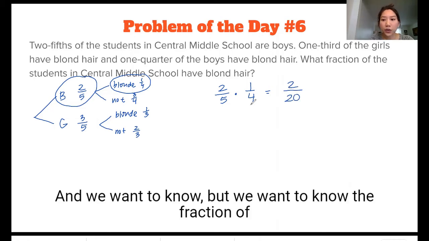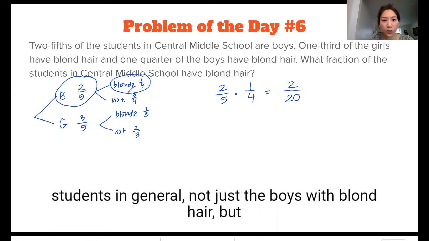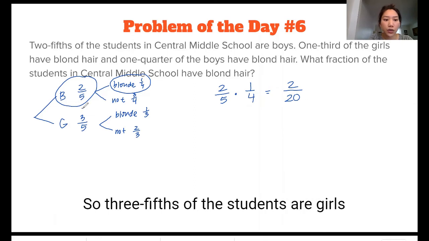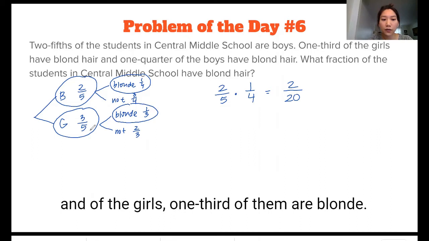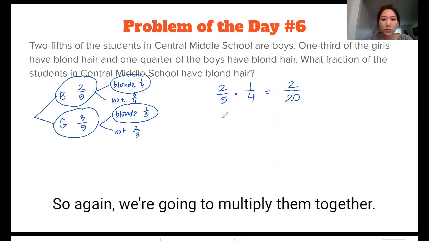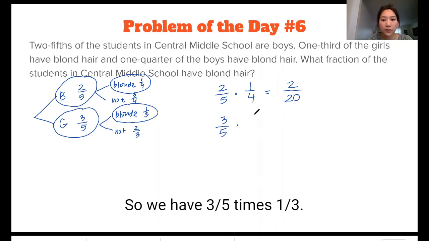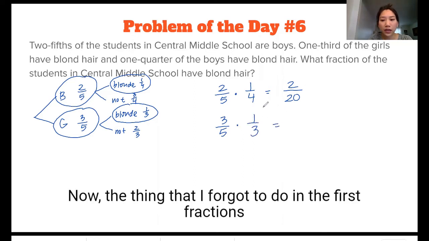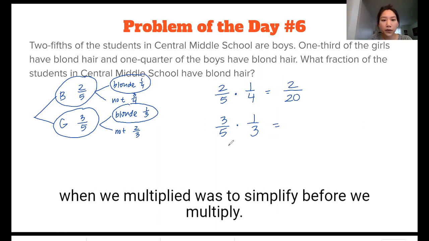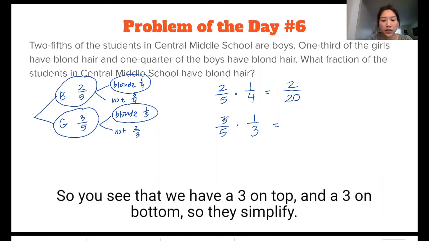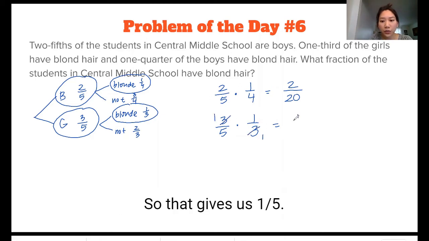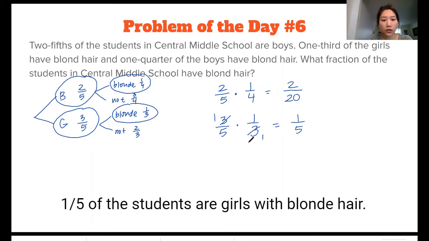Okay, but we want to know the fraction of students in general, not just the boys with blonde hair, but also the girls with blonde hair. So 3/5 of the students are girls, and of the girls, 1/3 of them are blonde. So again, we're going to multiply them together. So we have 3/5 times 1/3. Now, the thing that I forgot to do in the first fractions when we multiplied was to simplify before we multiply. So let's do that here. You see that we have a 3 on top and a 3 on bottom. So they simplify. So this becomes a 1 and a 1. So that gives us 1/5. 1/5 of the students are girls with blonde hair.